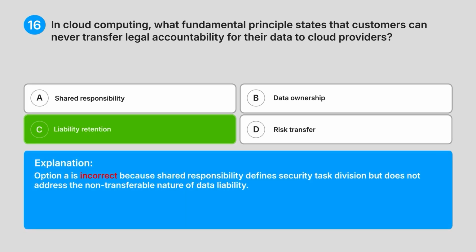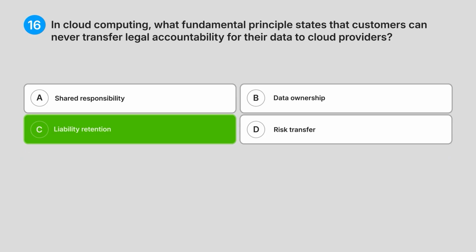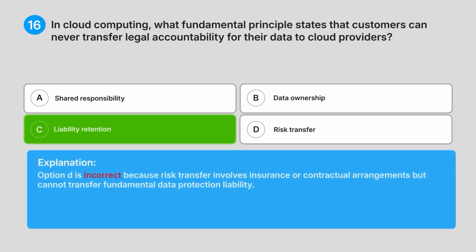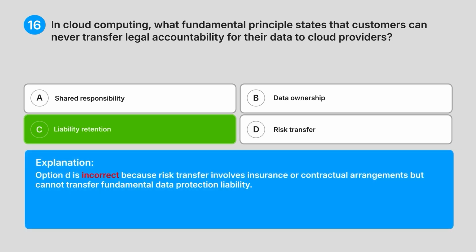Option A is incorrect because shared responsibility defines security task division, but does not address the non-transferable nature of data liability. Option B is incorrect because data ownership refers to who owns the data, but does not specifically address legal liability aspects. Option D is incorrect because risk transfer involves insurance or contractual arrangements, but cannot transfer fundamental data protection liability.